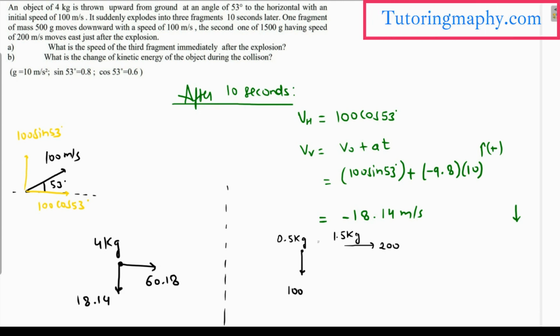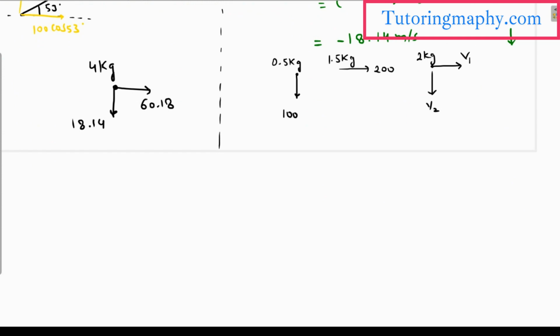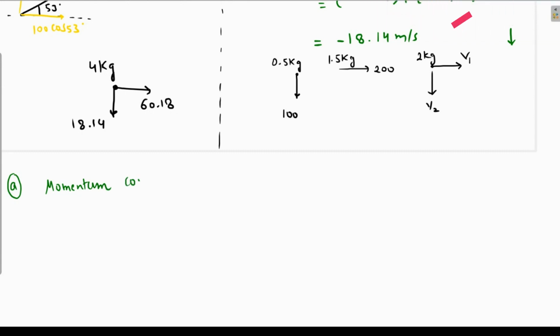What is the remaining mass, by the way? 1.5 and 0.5 is 2. Out of 4, 2 is already taken, so 2 kilograms remain. Let's say it has v1 velocity on the horizontal or east side and v2 towards the south side. This is 2 kilograms. And now comes the point where we conserve the momentum.